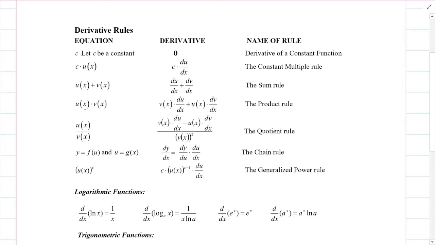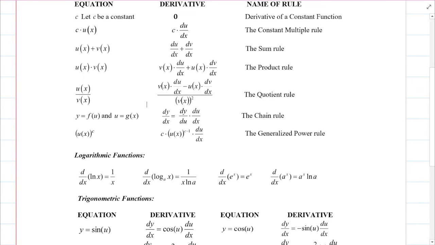The product rule is used when you have a multiplication of two functions and you want to take the derivative. So that will be the derivative of first times second plus derivative of second times first. The quotient rule is here. That's when you have a division of two functions, and you're going to use this rule that involves a fraction to take the derivative of a quotient.